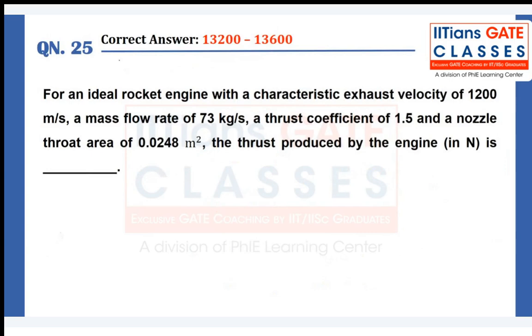For an ideal rocket engine with characteristic exhaust velocity of 1200 meters per second, so C star is provided as 1200 meters per second, and mass flow rate m dot is given as 73 kg per second. This is a rocket problem. Thrust coefficient Cf is 1.5 and At is 0.0248 meters square. We need to find out what is the thrust.